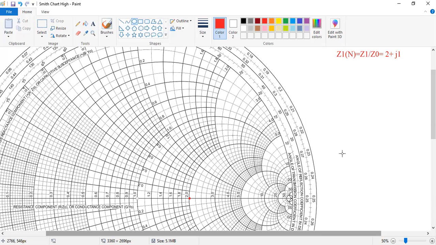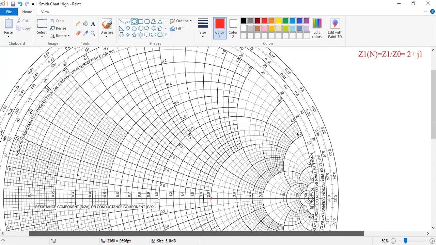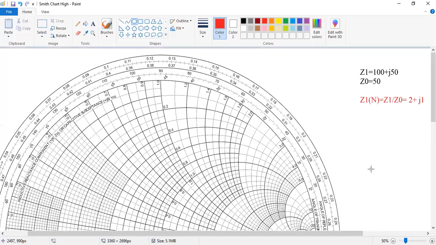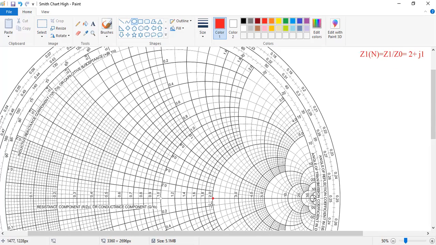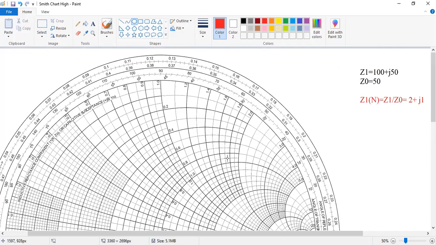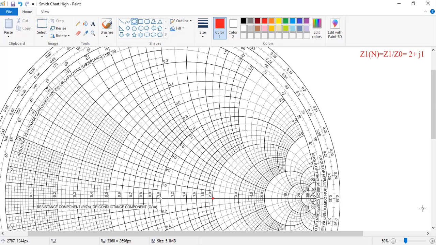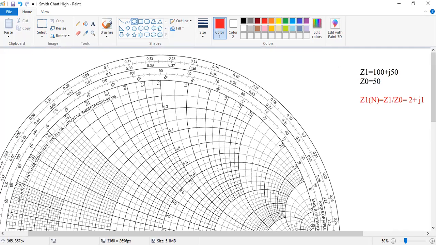So what is the imaginary part? Here the imaginary part is 1, so you just move on this line. So where is 1? Here you can see 0.2, 0.3, 0.4, 0.5, 0.6, 0.7, 0.8, 0.9, 1. Why are we going on the upper part? Because this upper part is plus.